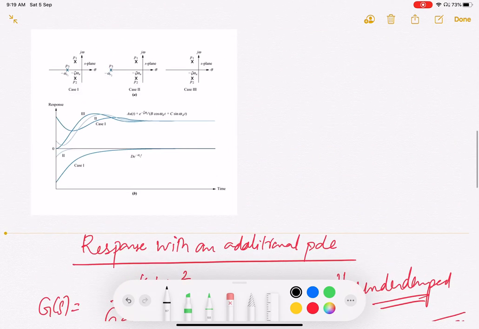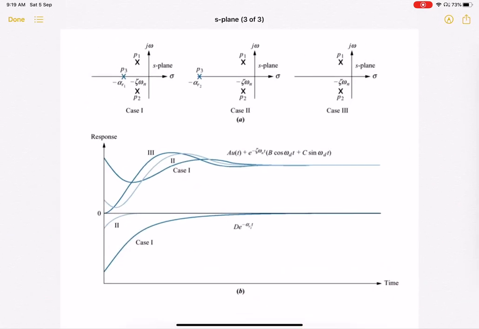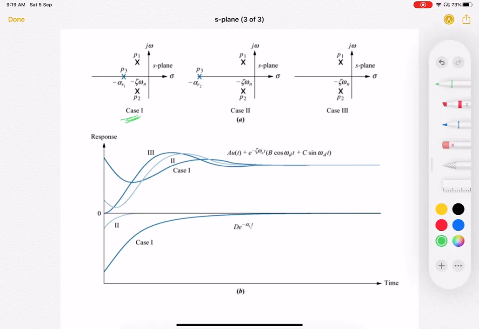So let me show you the graph, the plot from the book. So you have three cases. In case one, your alpha r is close to the two complex conjugate pole pair, in case two, it is slightly away but still significant, and in case three, it is very far away from the complex conjugate pole pair.